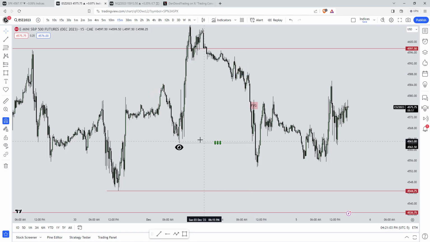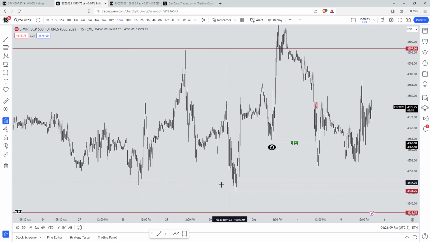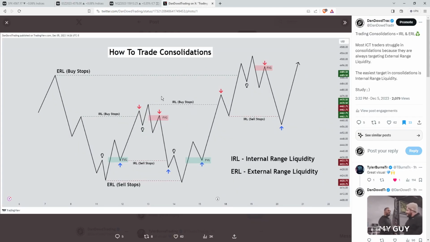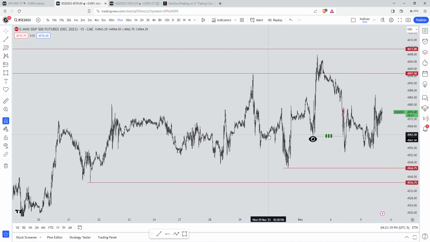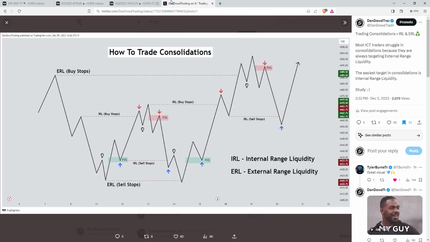So when we zoom out on this setup, you can see that the sell stops get ran, and then it was a profitable trade. You may ask, Dan, why not target the sell side down here? And we're going to touch on consolidations a little bit. I'm going to make a separate video in the future on this, but in consolidations, if you look on the S&P 500, look at this 15-minute time frame. See how it's in consolidation? When price is in consolidation, I only want to target internal range liquidity. It is going to be the easiest draw on liquidity.